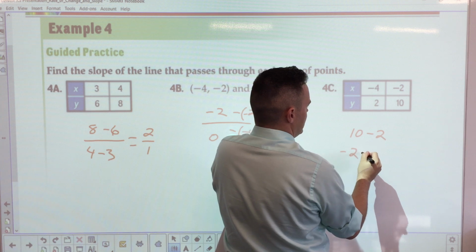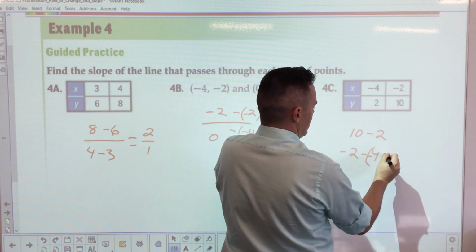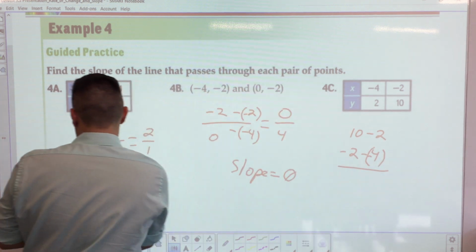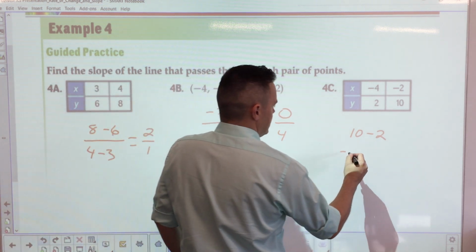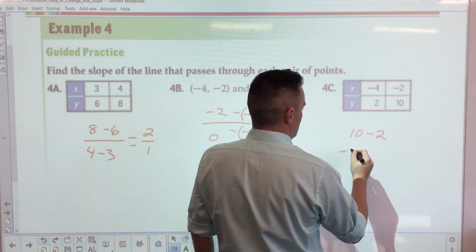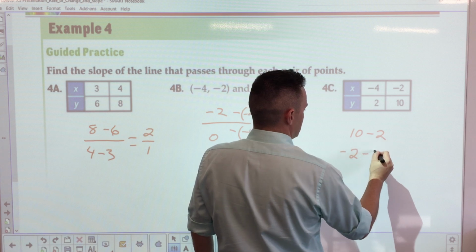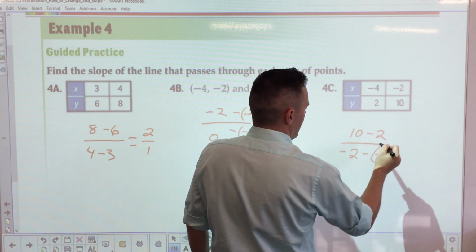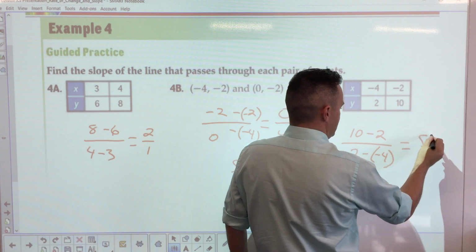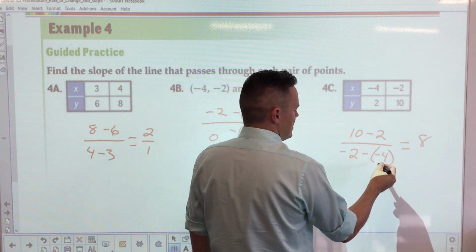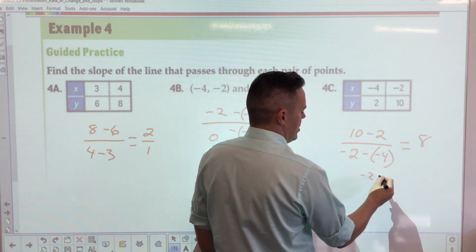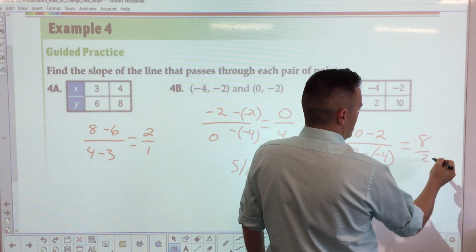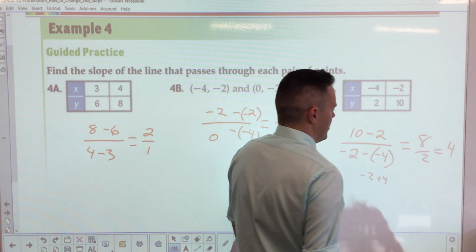And then it'd be -2 minus -4, just like that. Whoops, put that in the wrong spot. So it'd be minus -4. All right, so the rise is 8. And then this changes to a positive, so it'd be -2 plus 4, which is 2. So my slope would be 4.